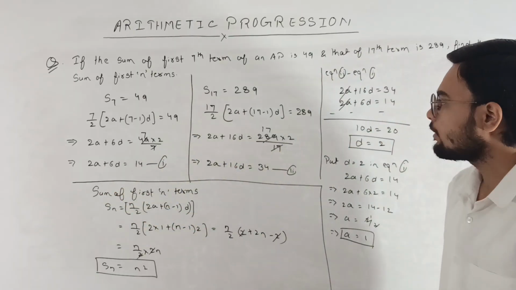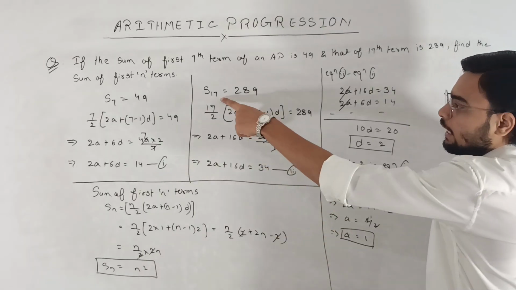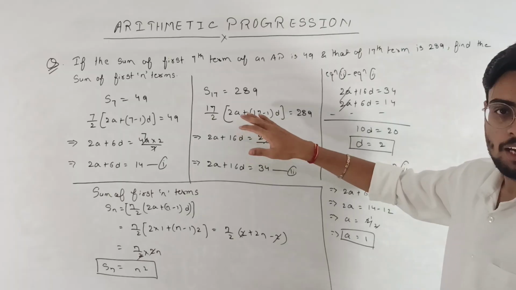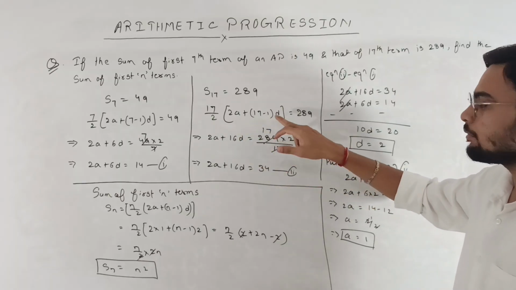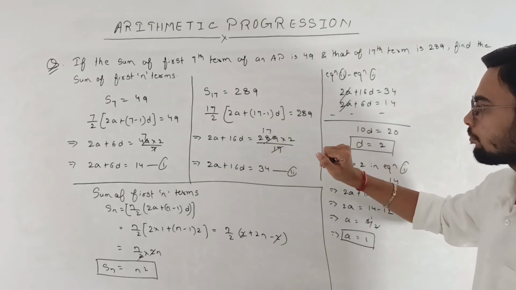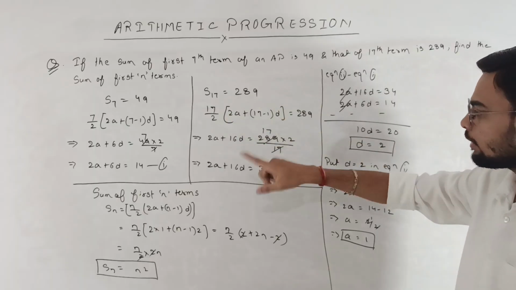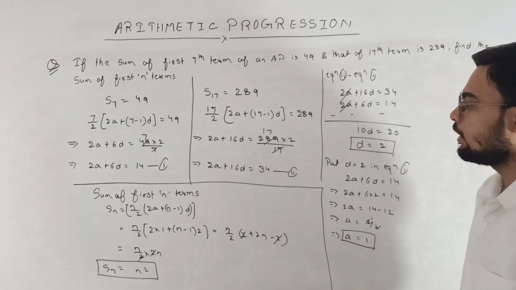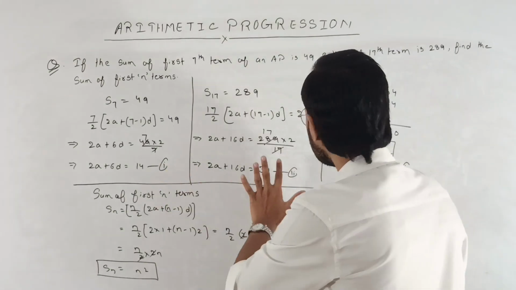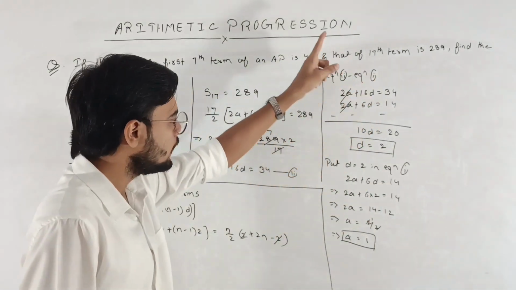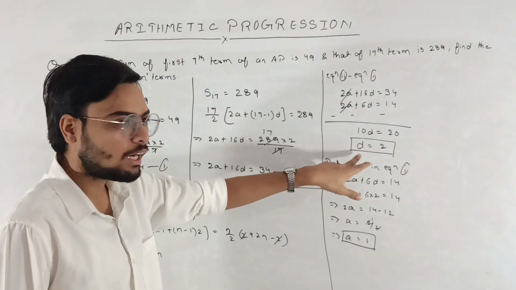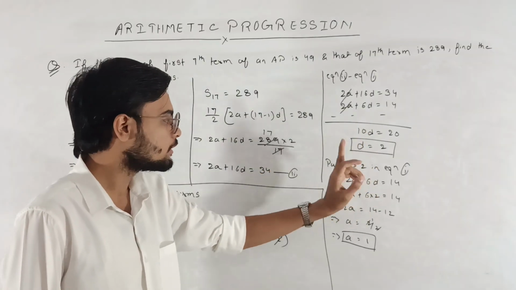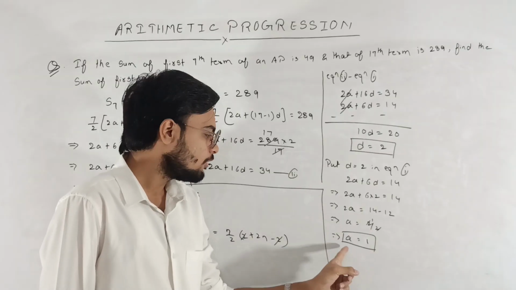Then after this I calculate, and I get my equation first, which is 2a plus 6d is equal to 14. Again I write the second thing which is given: sum of first 17 terms is 289. Then again I use the formula n upon 2, 2a plus n minus 1 into d. Then after putting the values I calculate, and I get my equation number second, which is 2a plus 16d is equal to 34. Now third step, I subtract equation first from second. Equation second minus first. Then I get the value of d, which is 2. Now I put this value of d equal to 2 in equation first. Then I get a, which is 1.